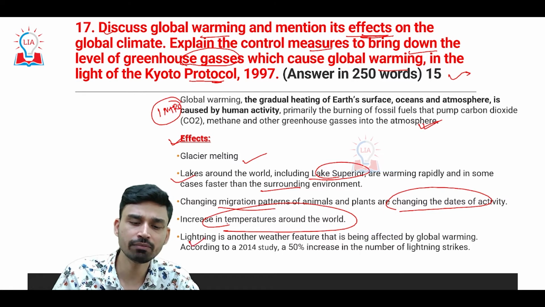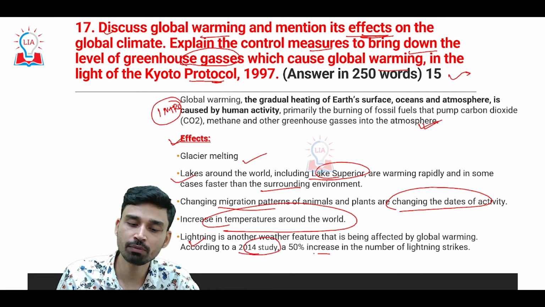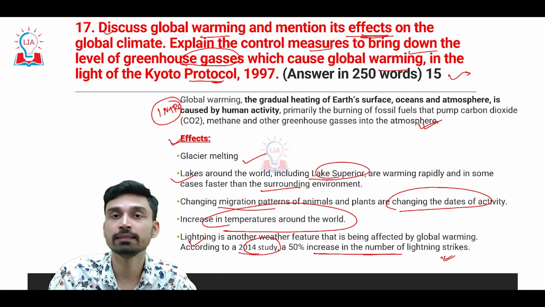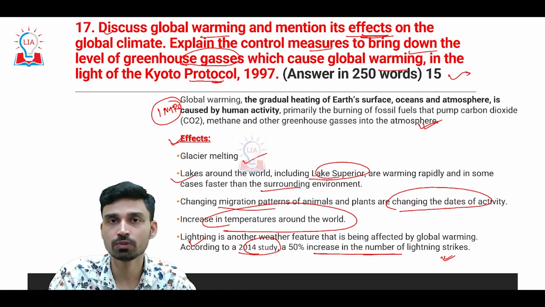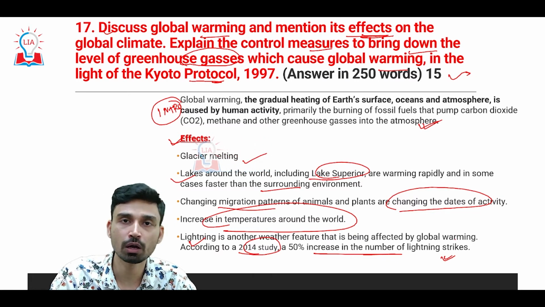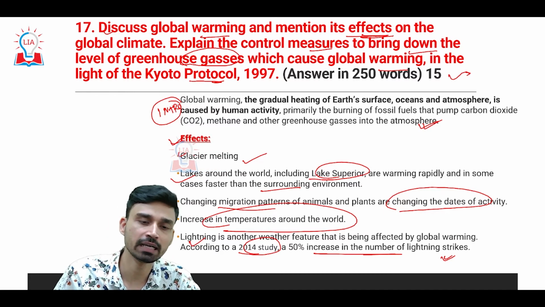Then lightning is another weather feature that is being affected by global warming. According to a 2014 study, a 50% increase in the number of lightning strikes has occurred. Apart from that, you can also write that the intensity and the frequency of cyclones and hurricanes, these kinds of weather events, have also increased mainly as a result of global warming. So these are the major effects that we can see.